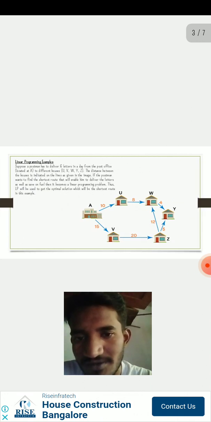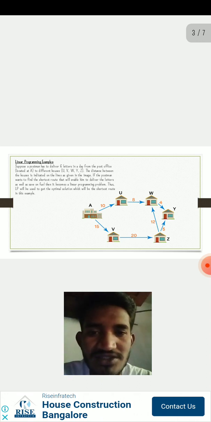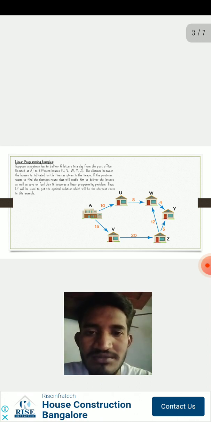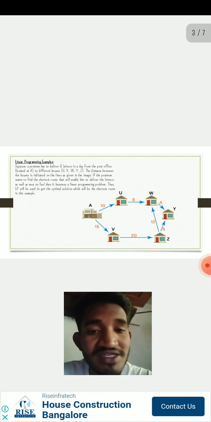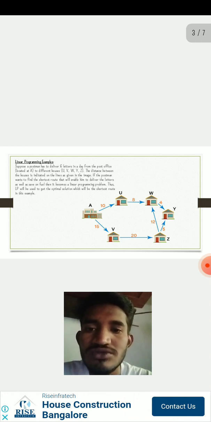Linear programming example. Suppose a postman has to deliver 6 letters in a day from the post office located at A to different houses U, V, W, Y, Z. The distance between the houses is indicated on the line as given in the image. If the postman wants to find the shortest route that will enable him to deliver the letters as well as save fuel, then it becomes a linear programming problem. Thus, LP will be used to get the optimal solution, which will be the shortest route in this example.